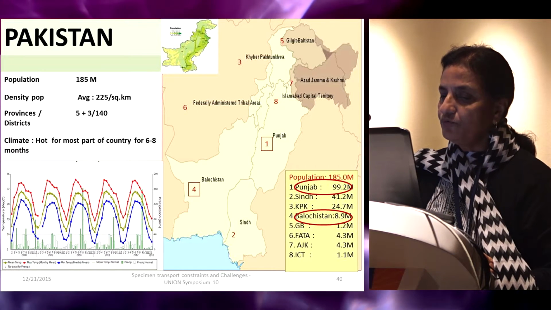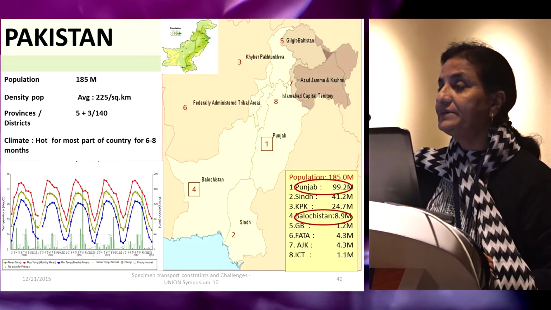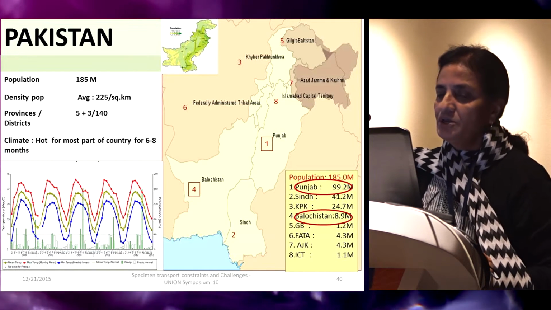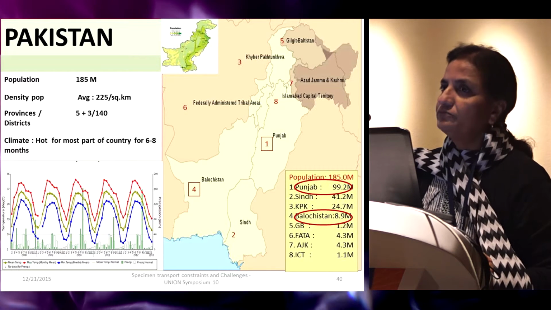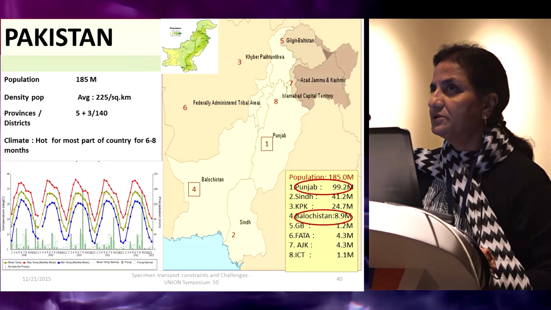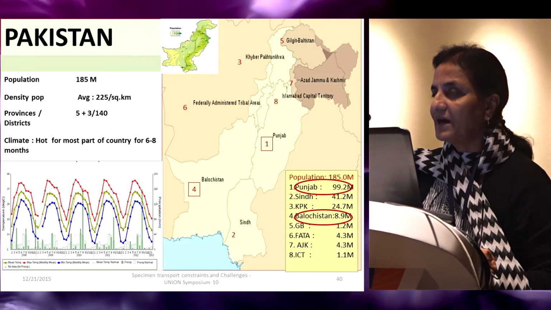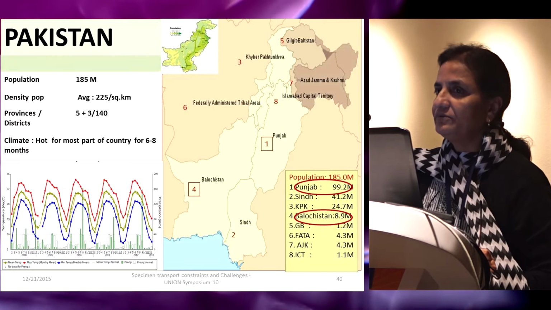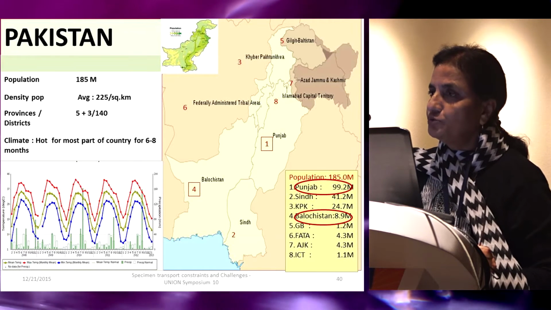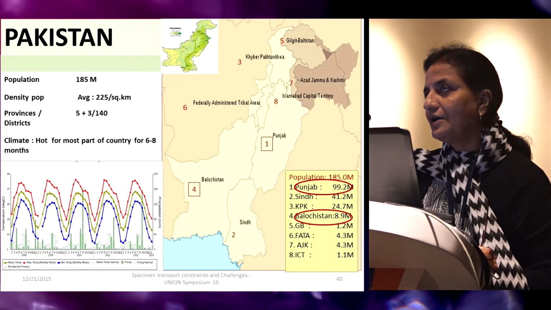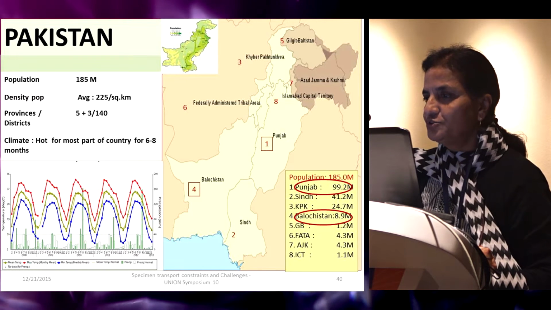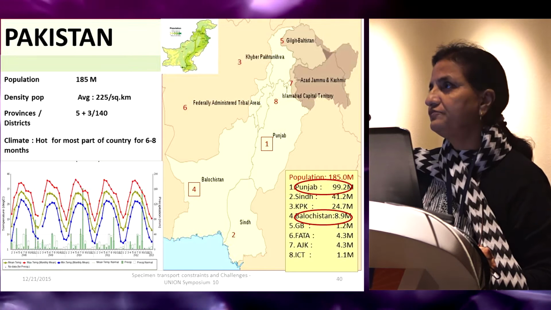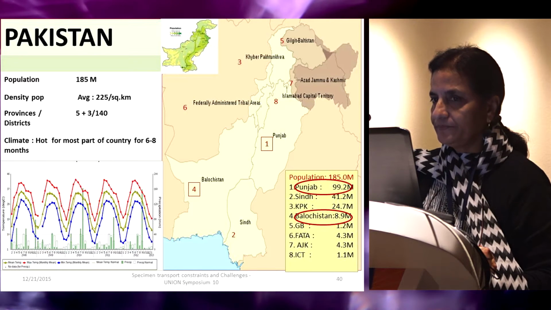And the graph over here is showing the average temperatures for most parts of the country. For around 6 to 8 months, the average is 35 degrees centigrade, and for 2 to 3 months, it would touch above 40 degrees. So these temperatures are really challenging for specimen transport if it is kept at room temperature.